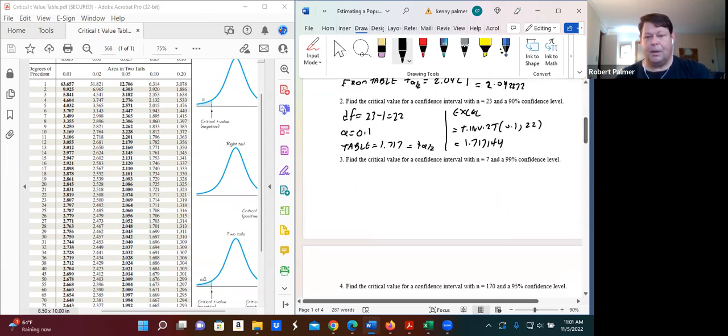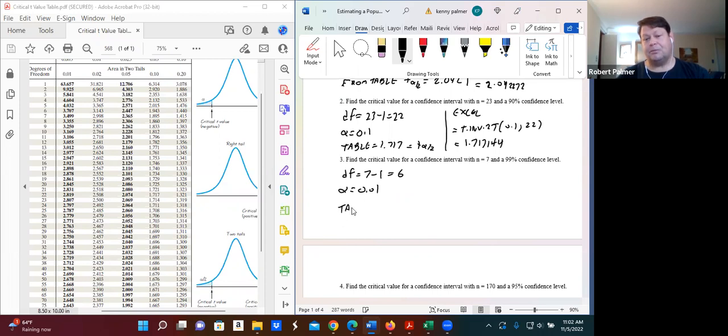Let's do a couple more. This time, find the critical value for a confidence interval with n equals 7 and 99% confidence. Once again, find our degrees of freedom. Our sample size is 7, so 7 minus 1 is 6. Of course, that's also a very small sample size. Generally we want to sample larger than that, but if we know it's from a normal distribution, we can do that. Our alpha for 99% is going to be 0.01.